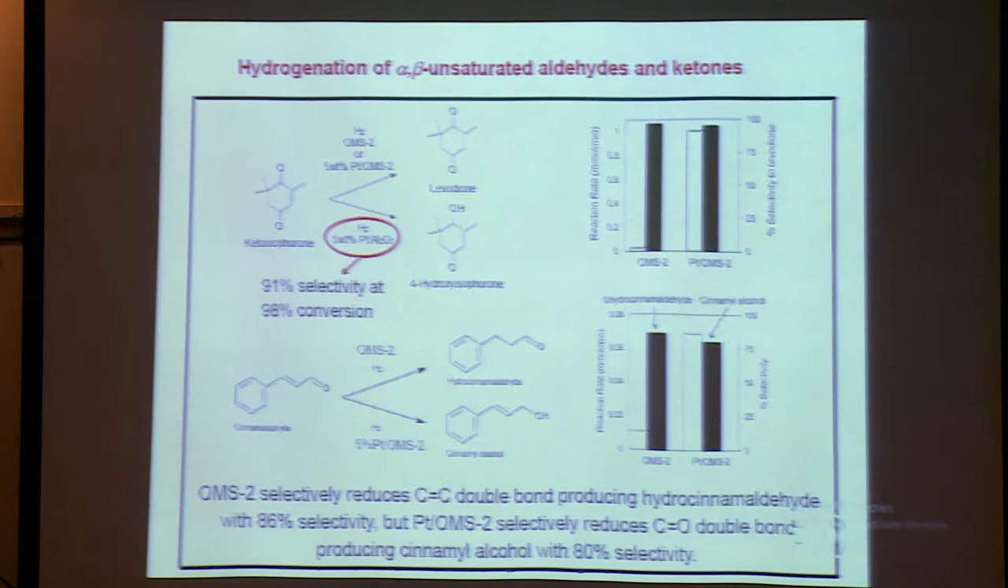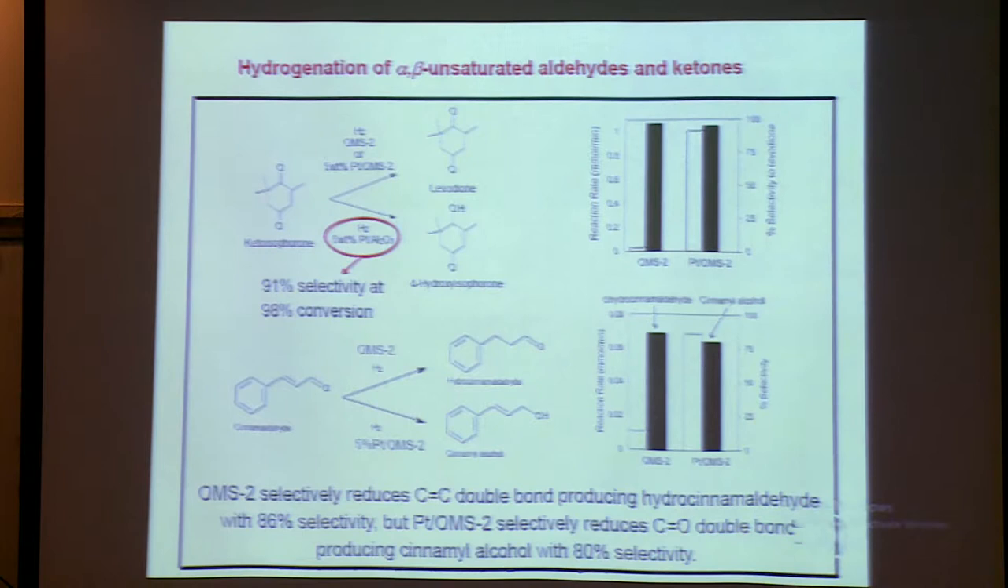If we change the support to alumina and we have platinum on alumina, then we can have the reduction of the carbonyl group. The other example is the cinnamaldehyde. In the hydrogenation of the cinnamaldehyde, using the same catalyst, platinum on OMS, we take out selectively the carbonyl group. So here is something important to note this.